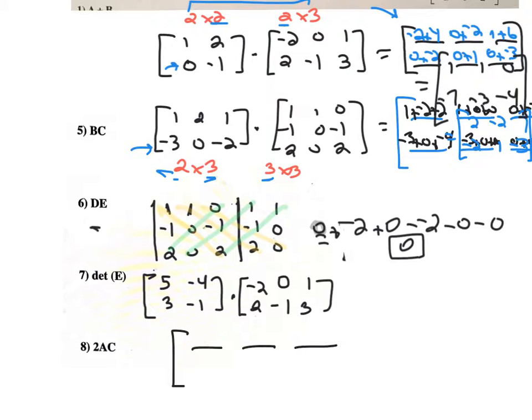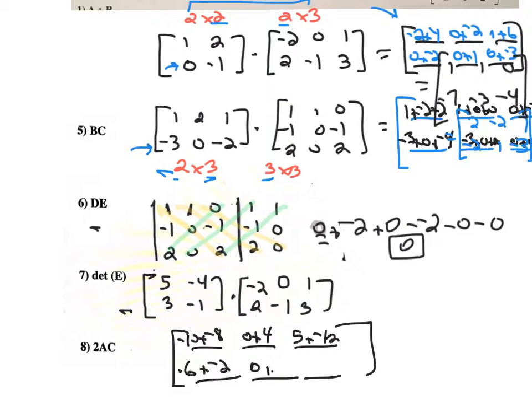I'm going to get a 2 by 3 again. Third time I've gotten one of these. I'm going to go across down: 5 times negative 2, negative 4 times 2 is negative 8. Second column, 5 times 0, negative 4 times negative 1. Third column, 5 times 1, negative 4 times 3, negative 12. Second row now, 3 times negative 2 and negative 1 times 2. 3 times 0, negative 1 times 1. And last column, 3 times 1, negative 1 times 3 is negative 3. So I get negative 18, 4, negative 7, negative 8, 1, and 0.